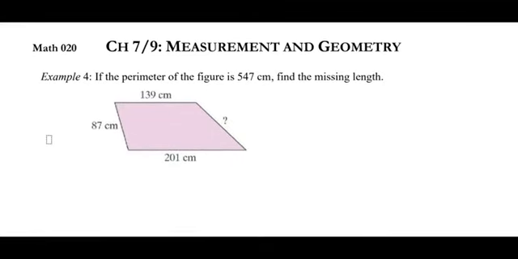All right, so again, remember that the perimeter is all the sides added together. So now in this example, knowing that the perimeter of the figure is 547 centimeters, find the missing length. So we know that when we add all these numbers together, we have 547. So let's go ahead and add the sides that we know. So 139 plus 201 plus 87. Okay, so that would be 340 plus 87, 427.